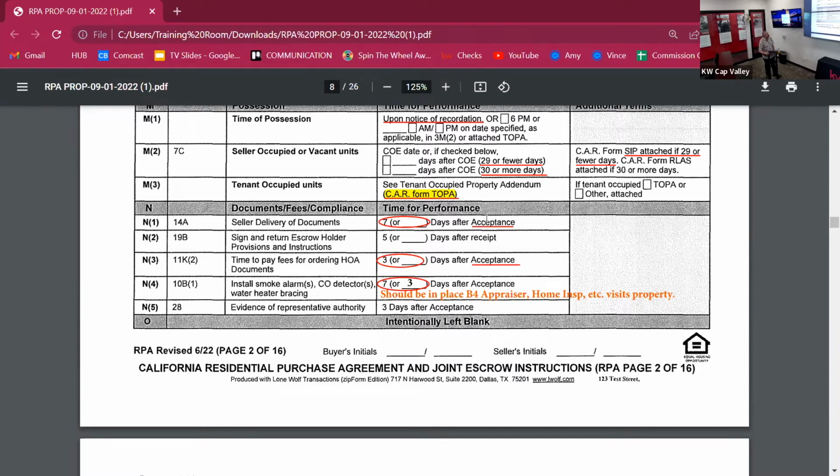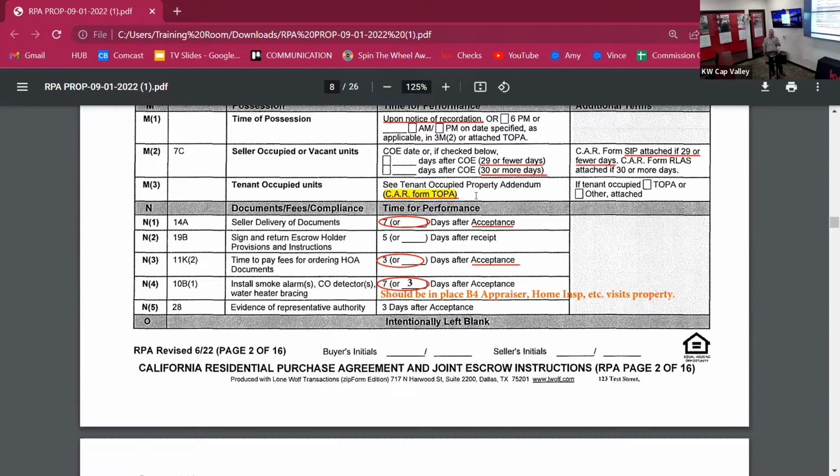Tenant occupied units. I talk in my listing presentations about listing houses with tenants. And my recommendation is always going to be, if you're a listing agent, do not list a tenant occupied property. Tenants are a pain in the butt when trying to sell a property. They don't like change. They don't want to move. They don't want to take a chance on a new owner jacking up their rents. They will make your life a living hell as a listing agent trying to sell that.